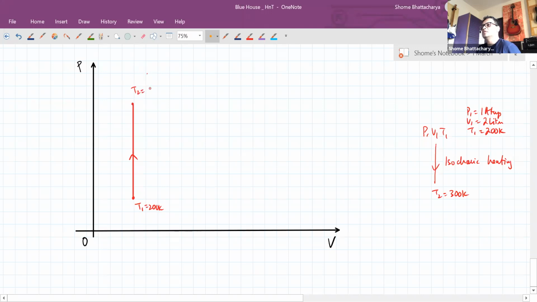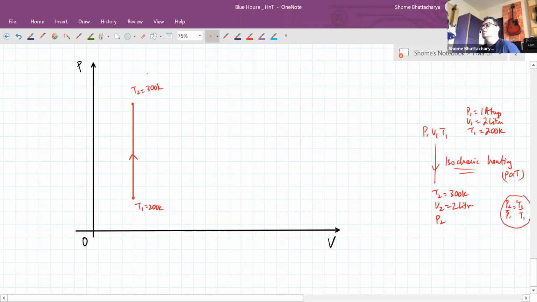Temperature at this point is greater, so it has to be vertically upwards. Which also means that the volume is 2 liters because it's isochoric. But what about the pressure? During an isochoric process, pressure is proportional to temperature. So P2 by P1 should be equal to T2 by T1.